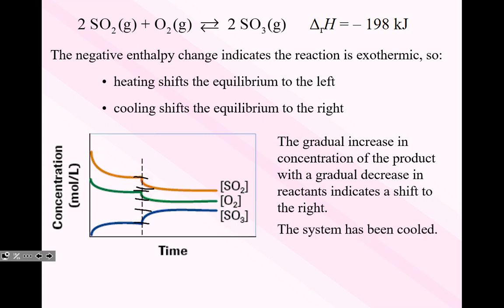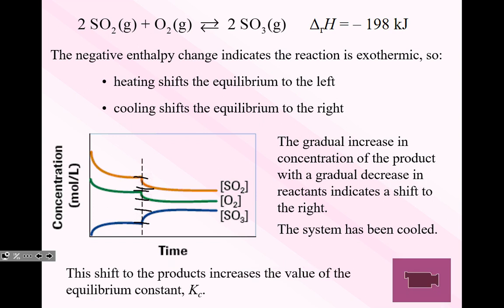The system has been cooled. The shift to the products increases the value of the equilibrium constant. Very important here: if I'm shifting to the products, it's going to increase your equilibrium constant.